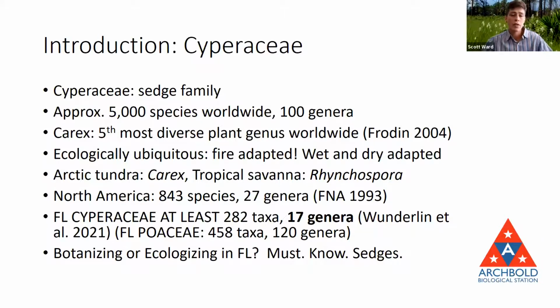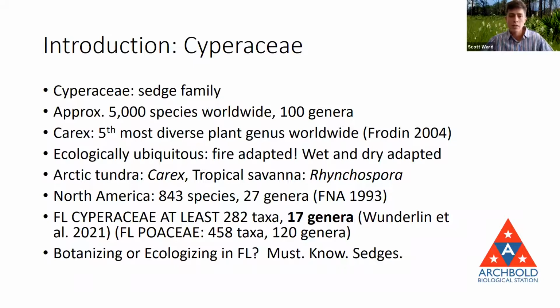In North America, there is just under 1,000 species, about 27 genera according to the Flora of North America treatment. And then in Florida, we have just under 300 taxa, give or take, depending upon the treatment, about 17 genera. Compared to Poaceae, the grass family, which has quite a bit more taxa, but a lot more genera. So in my mind, Cyperaceae is a little bit more palatable because you have a lot fewer genera to learn, even though some of those genera like Rhynchospora and Carex have many species.